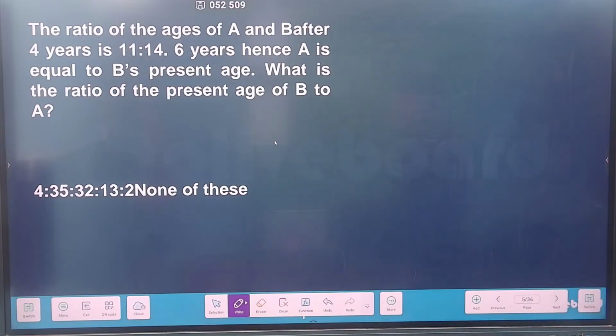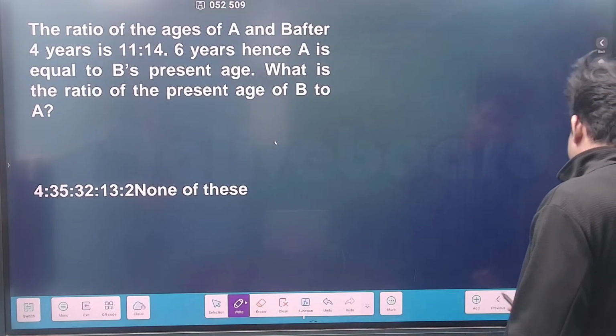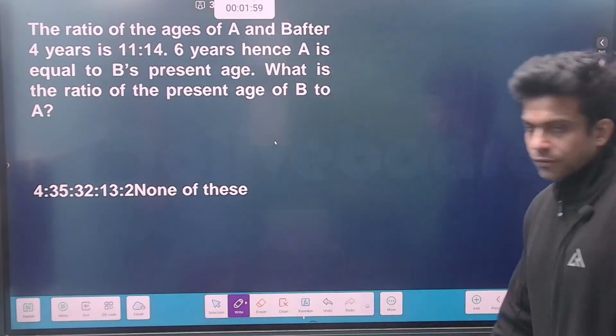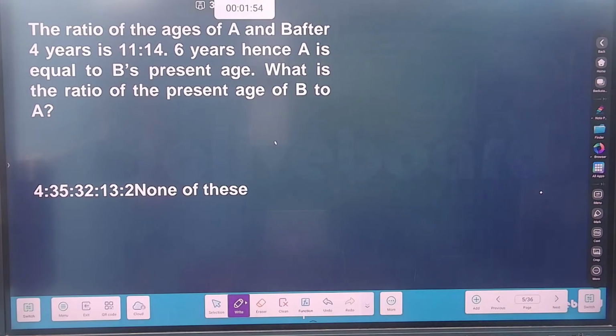Let me give you the timer for this. 2 minutes of time I'm giving you. Come on, solve. Proper time I'm giving you. Please solve. Try to develop that. These are not created by me. These are totally previous year questions. Kindly understand, these are totally previous year questions, right? Clear, everybody?